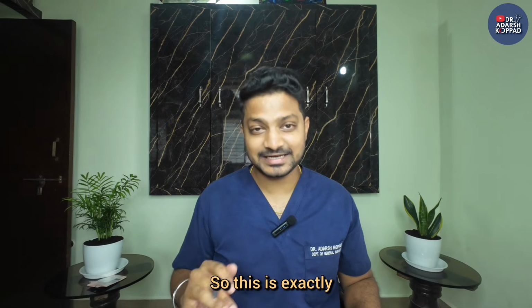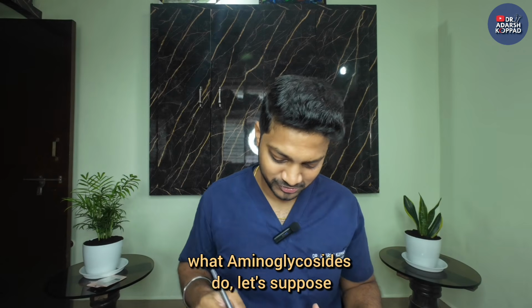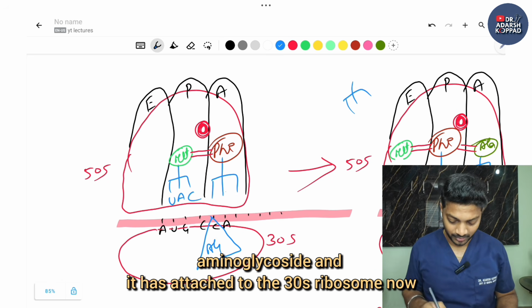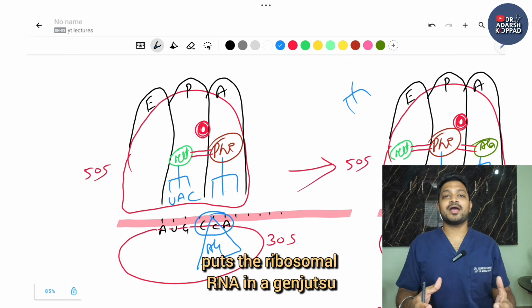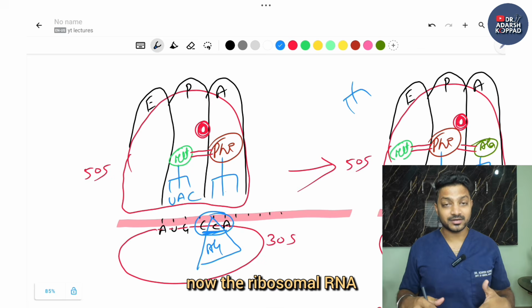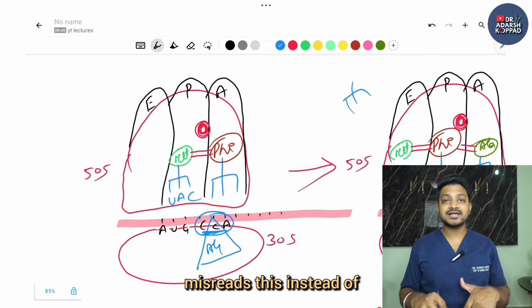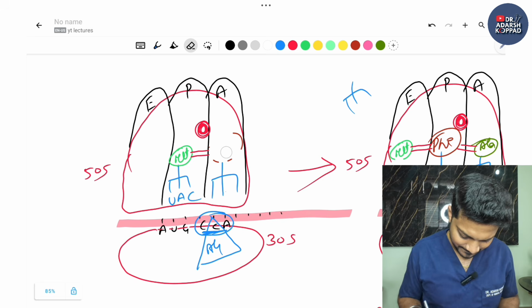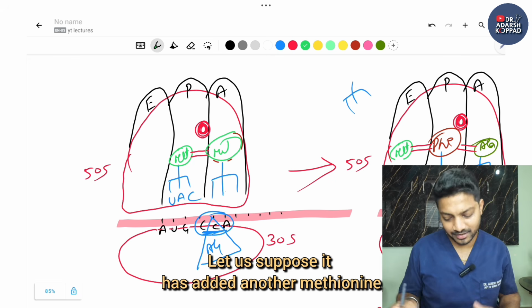So this is exactly what aminoglycosides do. Let's suppose this is your aminoglycoside and it has attached to the 30S ribosome. Now what happens is this puts the ribosomal RNA in a genjutsu, causes misreading of this codon. Now the ribosomal RNA misreads this. Instead of coding it with phenylalanine, it has something else. Let's suppose it has added another methionine.